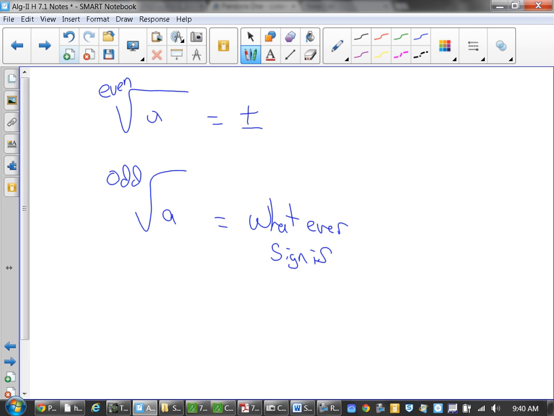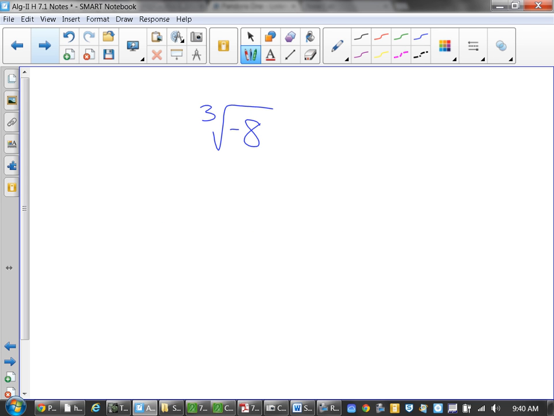That's it. It's as basic as I can think of right now. If it's an even root, it's plus minus. If it's an odd root, it's whatever the sign is underneath the radical. What if it's an even root of a negative? Then you have to worry about i, but for right now that's completely different. You still have to do plus minus. Again, what is the cube root of negative 8?